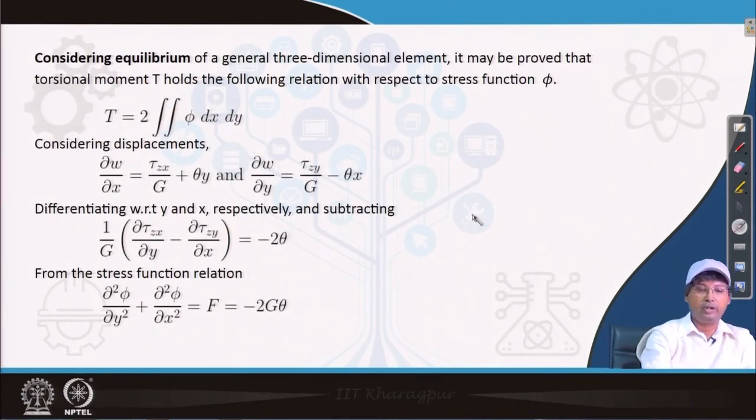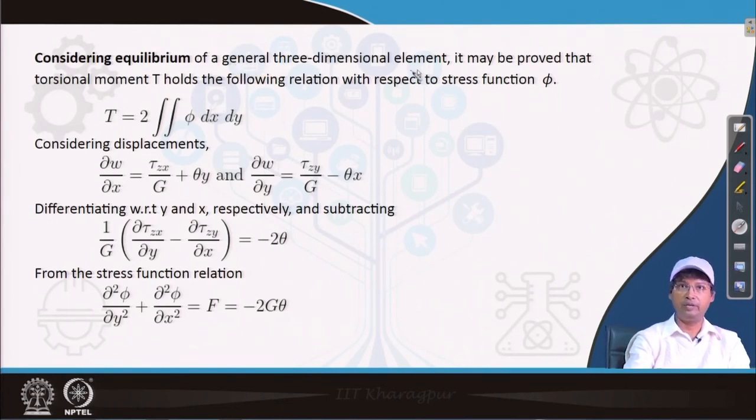and let us see. Considering equilibrium of the general three-dimensional element, that is what from the equilibrium concept of external forces, whatever you are taught earlier, if you follow those things and if you follow simple steps as described in almost all standard books, you will find out that it may be proved that the torsional moment T holds the following relation with respect to the stress function phi. So, this is satisfied. So, this you may say as the boundary condition with respect to the surface forces. So, that is the equation we have. We need to satisfy this as a boundary condition to get solution of any particular problem.